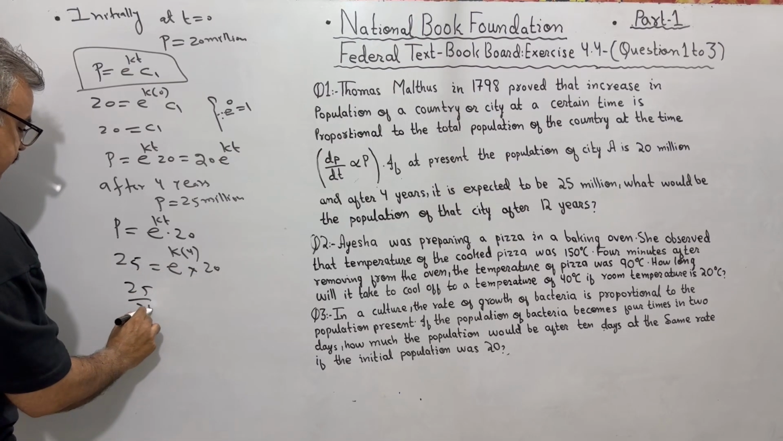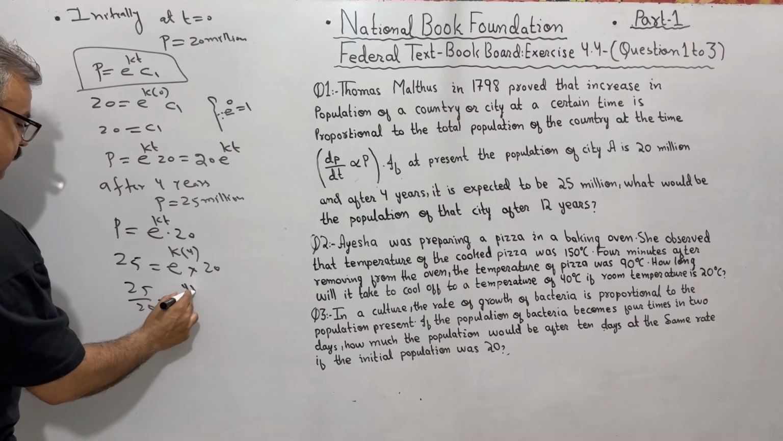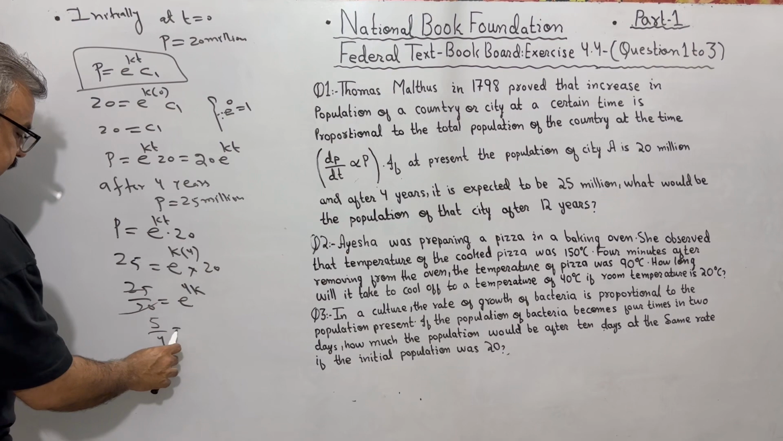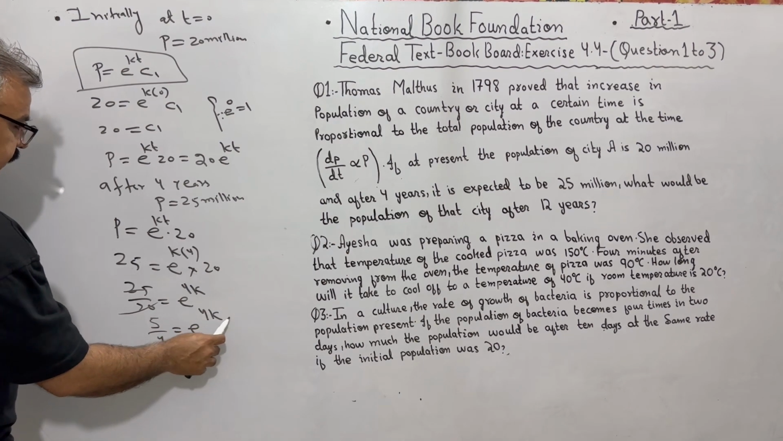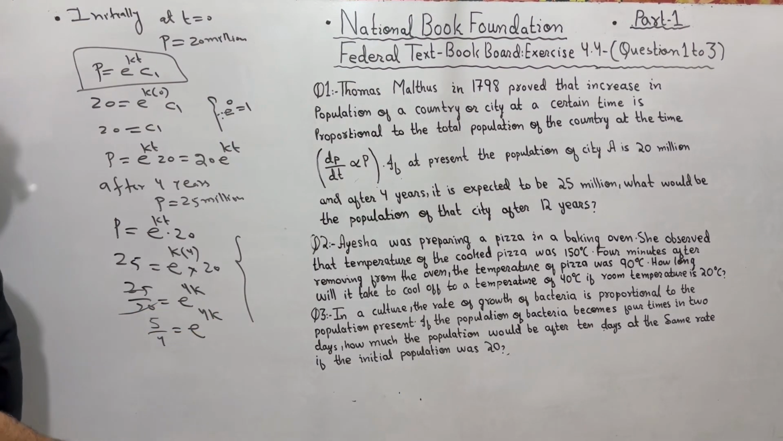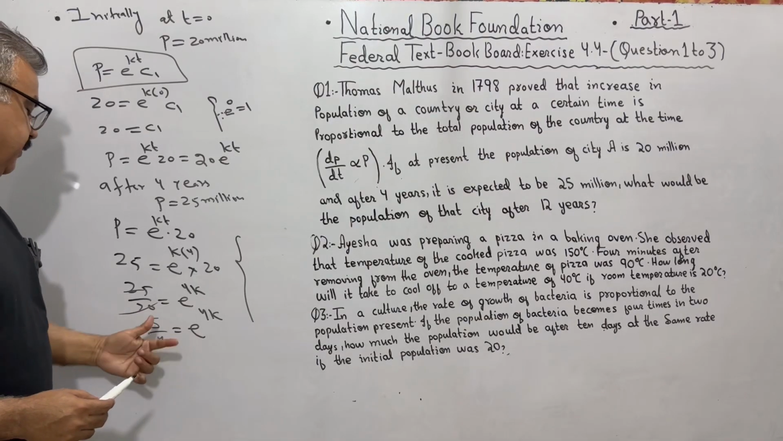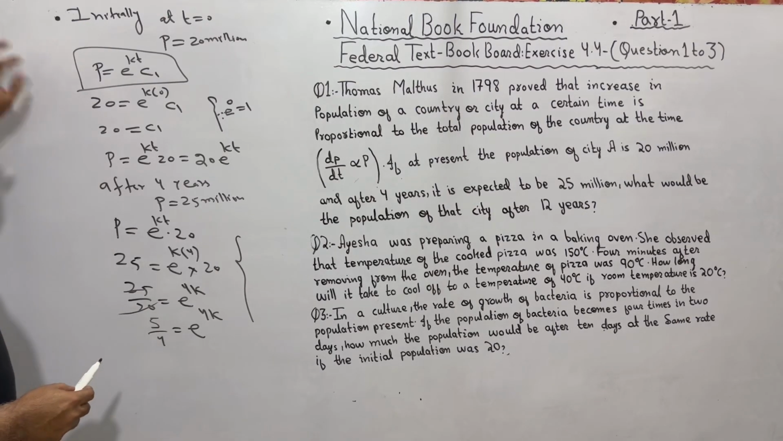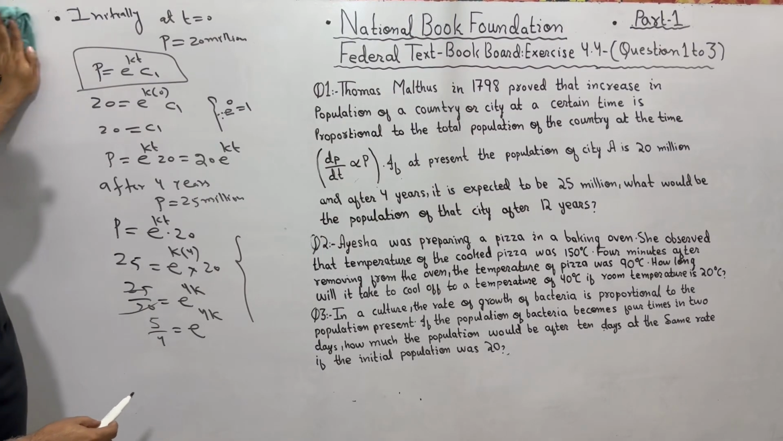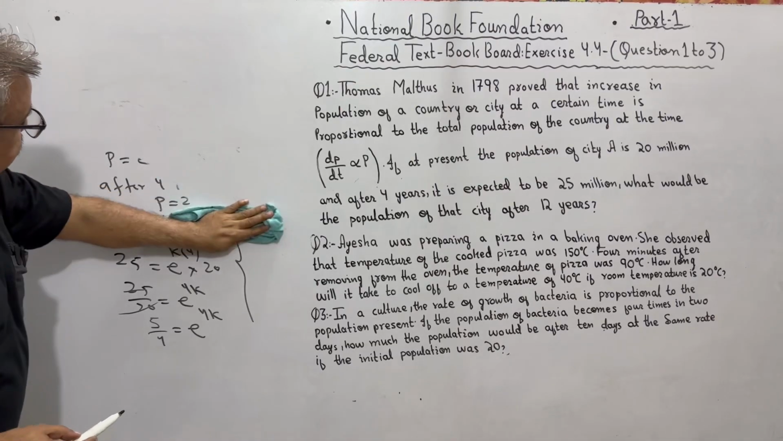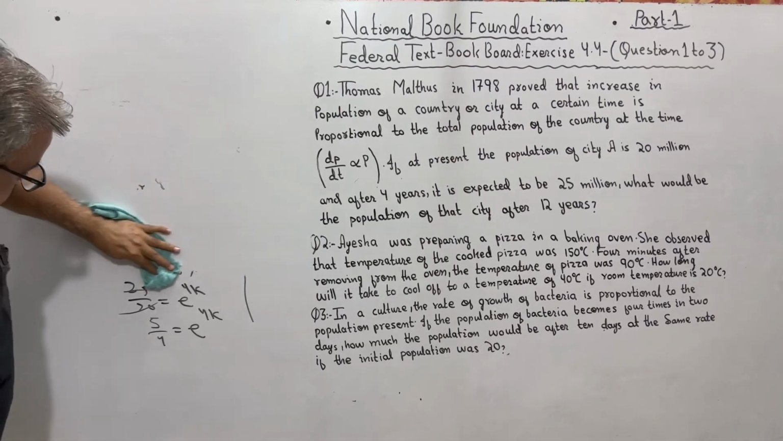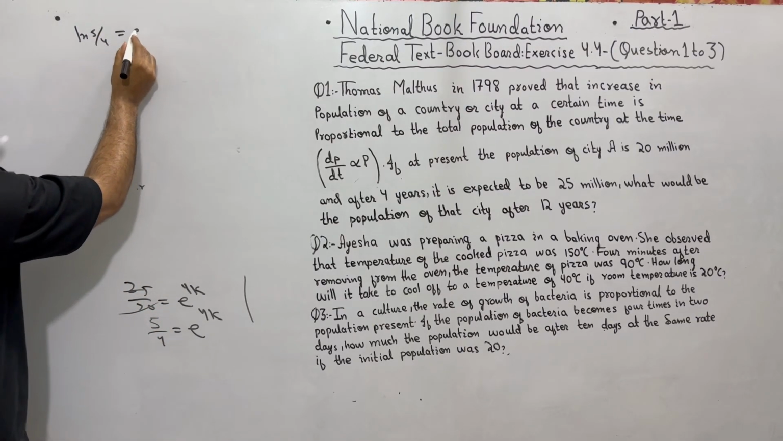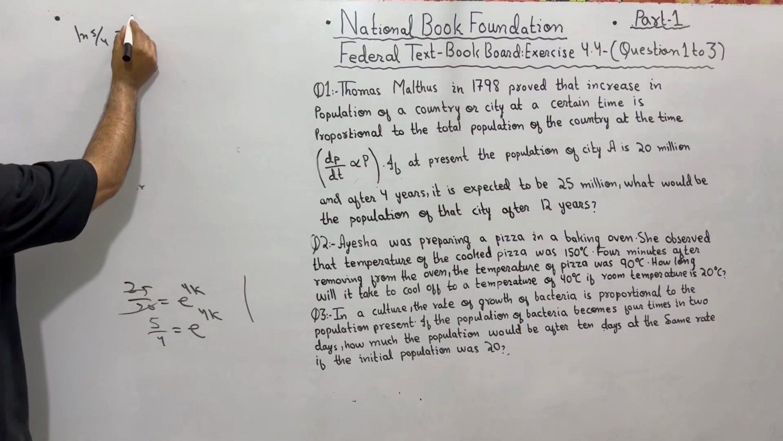25 divided by 20 is equal to e raised to 4K. Simplifying, I have 5 over 4 is equal to e raised to 4K. To get rid of e, introduce ln. To get rid of ln, introduce e. So in that case, I have to introduce ln. ln of 5 over 4 is equal to ln of e raised to 4K.